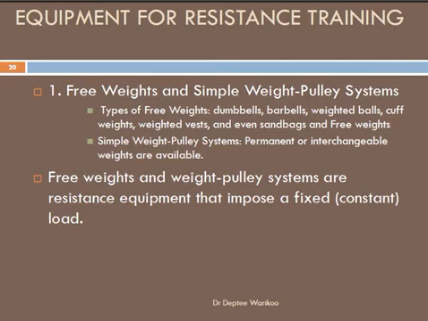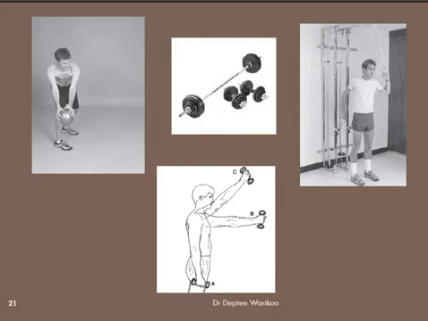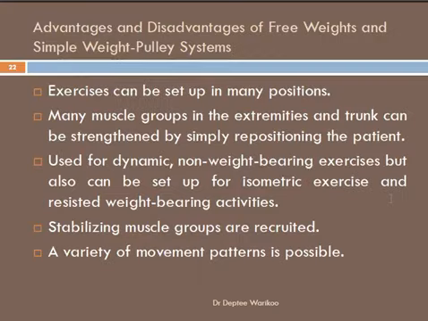Free weights and weight pulley systems are resistance equipments that will impose a fixed load on the contractile tissue. Here you could see different things. In the first diagram, you could see a patient doing activities with a medicine ball. Then these are the weights and the dumbbells. This is the pulley system which you could use, and these are the free weights, dumbbells.